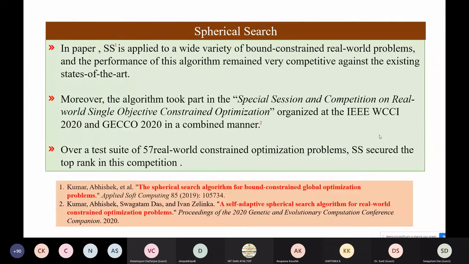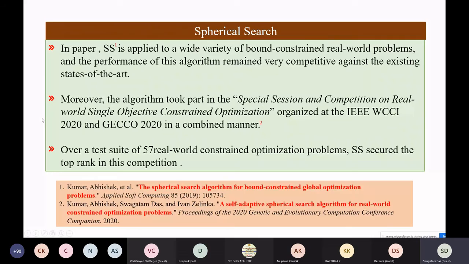So you see, in the first paper, SS is applied to a wide variety of bound constraint real world problems, and the performance of the algorithm remained very competitive against the existing state of the art. If you look at the second paper, which was published in the GECCO 2020 conference, the algorithm took part in the special session and competition on real world single objective constraint optimization problems under IEEE WCCI 2020.